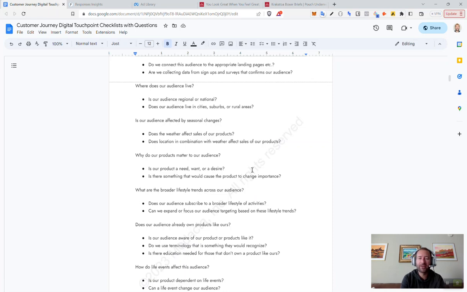About that importance and how to change that importance through creative and content and copy and things like that. What are the broader lifestyle trends across our audience? Does our audience subscribe to a broader lifestyle of activities? Can we expand or focus our audience targeting based on these lifestyle trends? The answer is yes, yes, and yes to all of these.